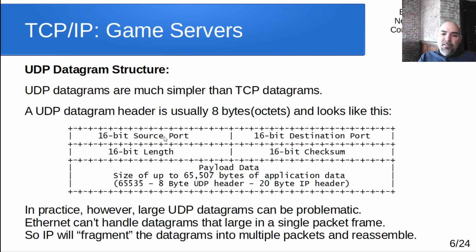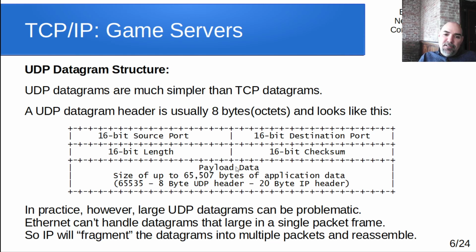It still has a port, both a source port and destination port. And then it has this 16-bit length for how much data is in the payload, and then this 16-bit checksum. So the idea here is really simple: here's the port that it came from, here's the port it's going to, here's how much data there is, here's the checksum of that data, and here's the actual data.